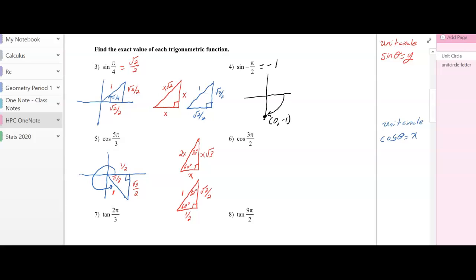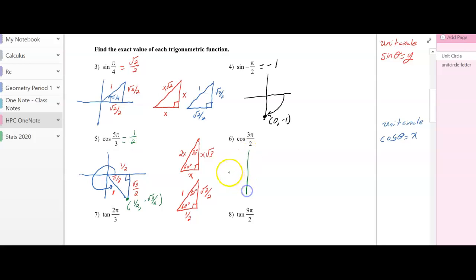So looking at number 5 then, the cosine refers to the x value. So the x value here, if I were to label this point, is 1/2, negative √3/2. So the cosine of 5π/3 is 1/2.